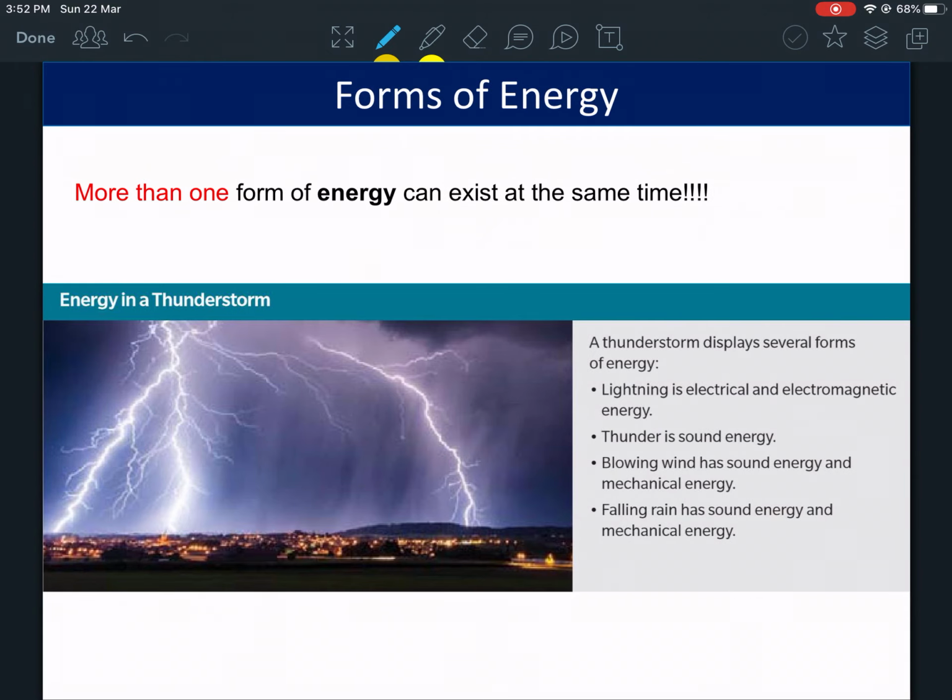The last thing you need to know is that more than one form of energy can exist at the same time. Just like we said, the battery is chemical energy, but it can later be transformed into electrical energy. Lightning, for example, is electric and electromagnetic energy. The TV, for example, in your house, has electromagnetic energy and electrical energy. Thunder is sound energy. Blowing wind has sound energy and mechanical energy because the wind is moving. It makes a sound and it also has mechanical energy. Falling rain has sound energy and mechanical energy. So you can have more than one type of energy in things.